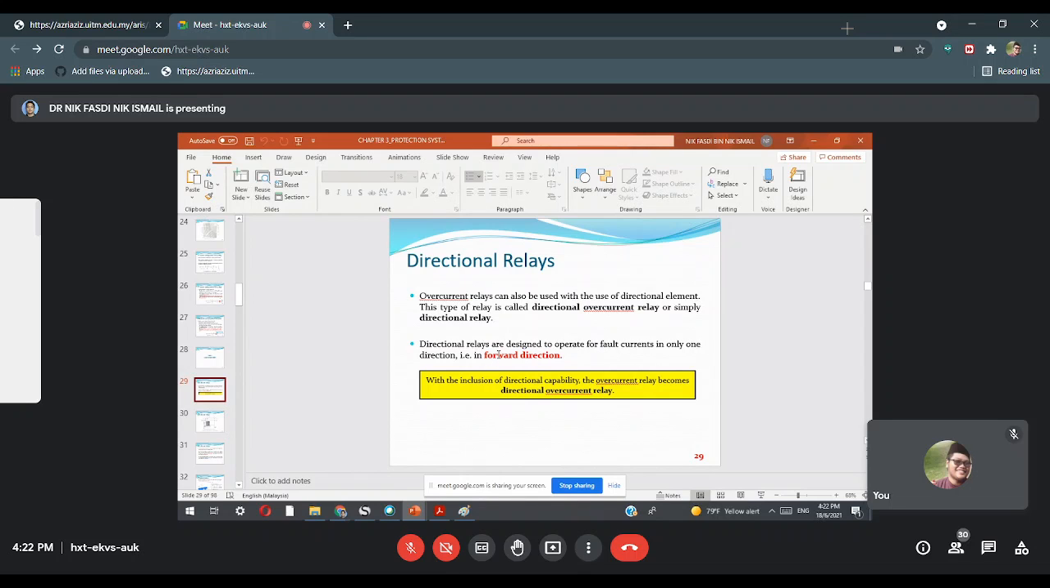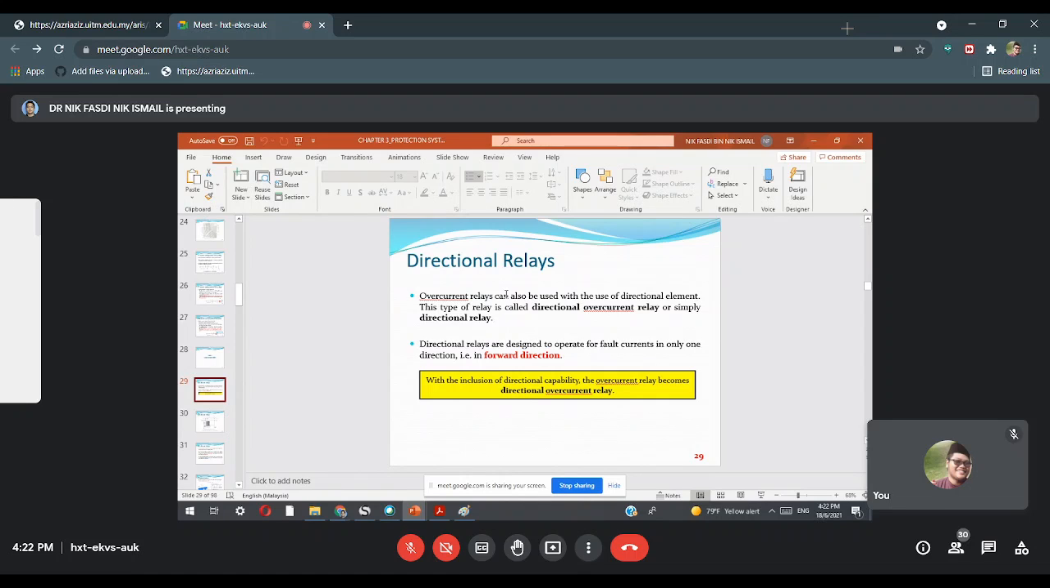Sebenarnya dia bergantung kepada current flow forward direction. Okay, so nama dia directional relay. Ingat current ni dia ada positif and negatif. Magnitude sama tapi what is the positive, what is negative? Sebenarnya ialah direction of current. So kalau untuk directional relay dia operate only for the positive current atau kita katakan forward direction of current.